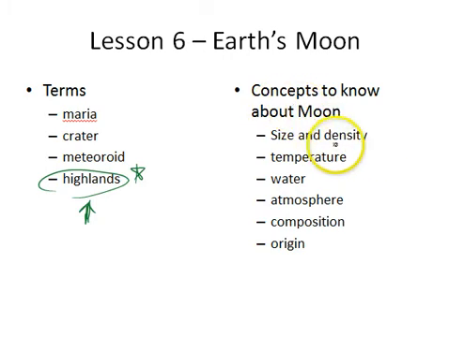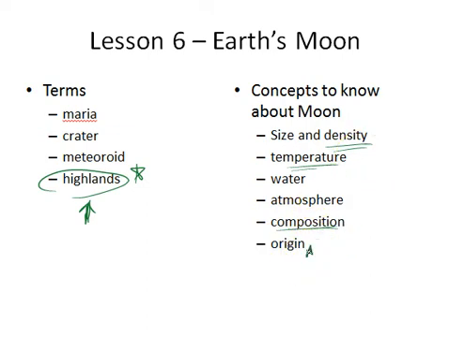Concepts to know about the moon. A lot of these things like density, temperature, and composition, we need to know those things in relationship to Earth. I don't need you to give me a value for the moon's density, but you should know how dense the moon is compared to Earth. You should know temperature swings compared to Earth's temperature swings. You should know the composition of the moon compared to composition of the Earth.